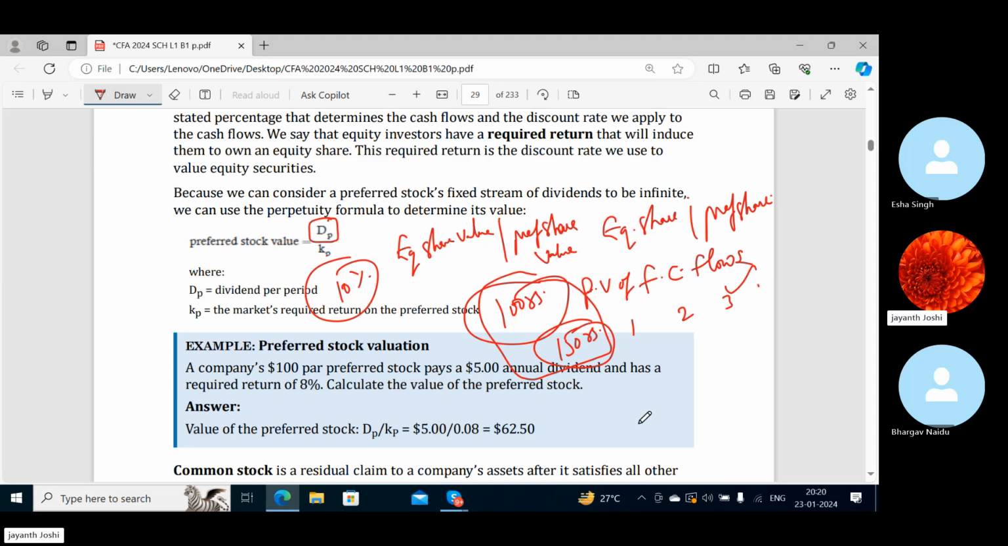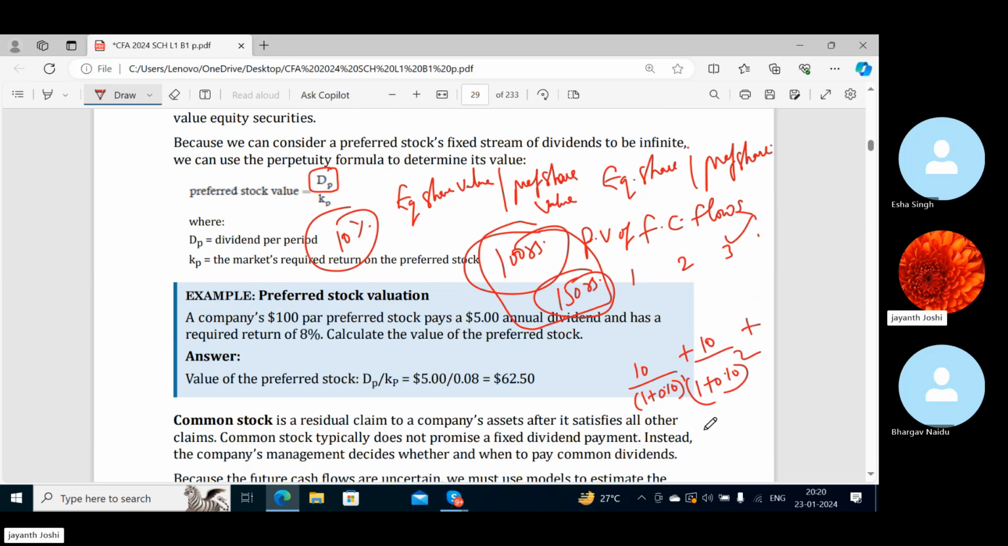The share value will be, let's say you're getting a dividend of 10 rupees every year. So 10 divided by (1 plus 0.10) to the power 1 for the first year, plus 10 divided by (1 plus 0.10) to the power 2, plus 10 divided by (1 plus 0.10) to the power 3. In the third year you are also going to expect the stock value to go up to 150, so plus 150. The third year cash flow is going to be 160, not 10.